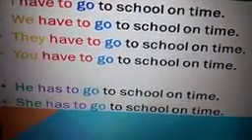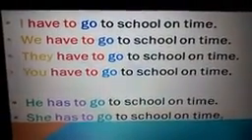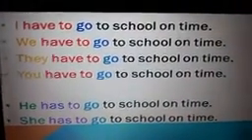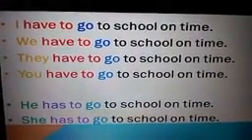The form of have to. We have a difference here. The first 4 sentences, we have to in red. I have to go to school on time. We have to go to school on time. They have to go to school on time. And you have to go to school on time.